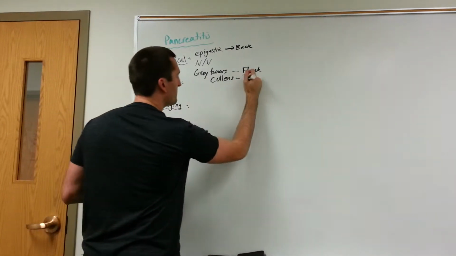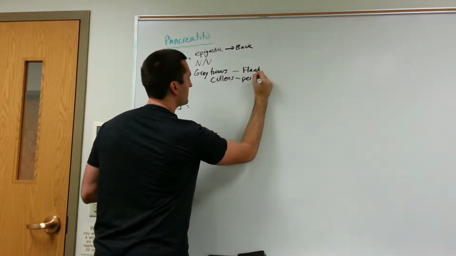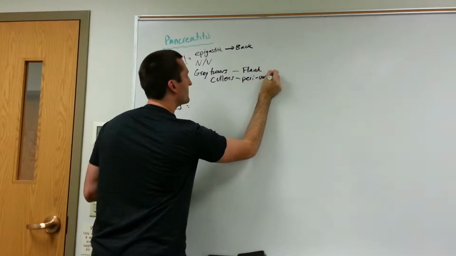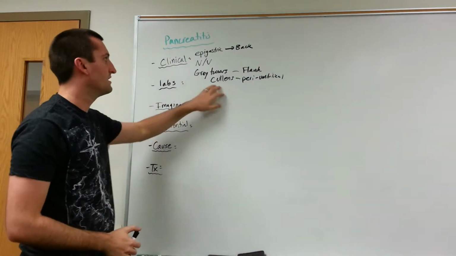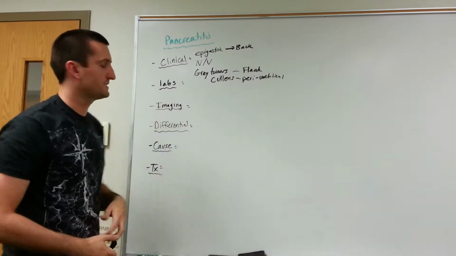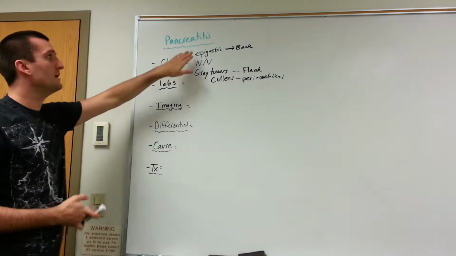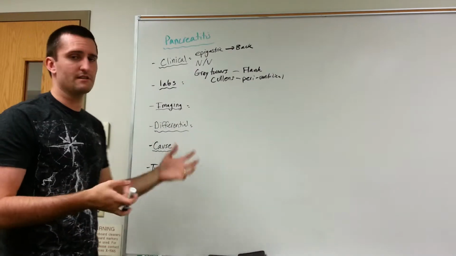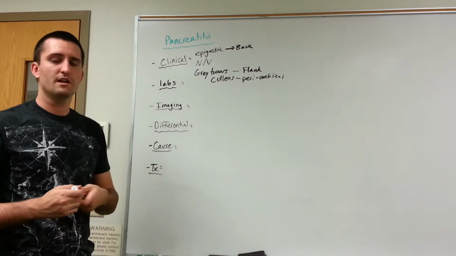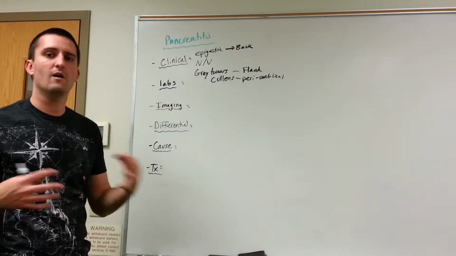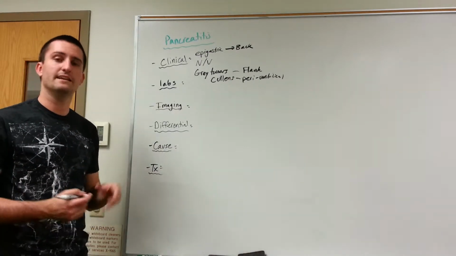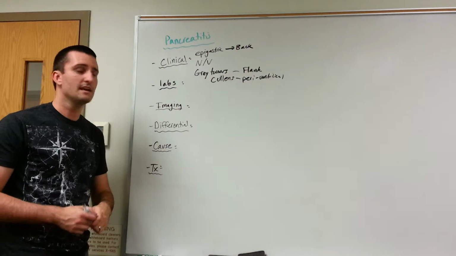Cullen sign is going to be a periumbilical discoloration, like a grayish discoloration around the umbilicus. So there's some good heads up. I know there's a lot more. You could have hypoactive bowels. You could have severe fever, depending on the extent of the pancreatitis, the inflammation of the pancreatitis.